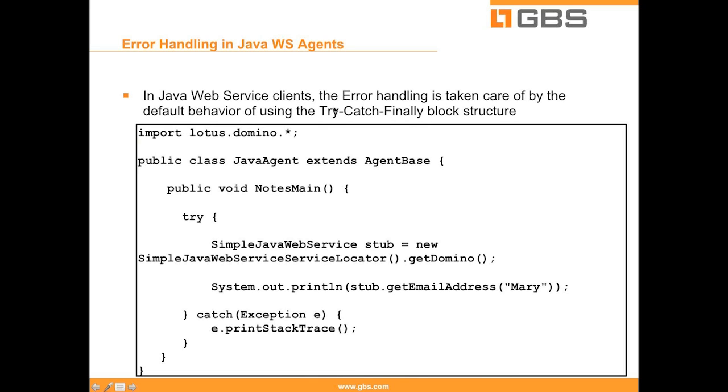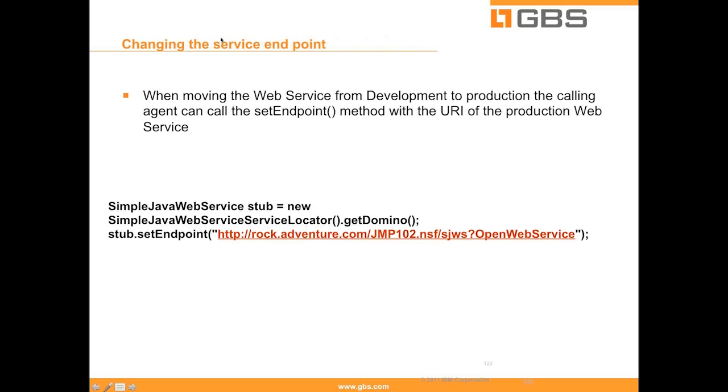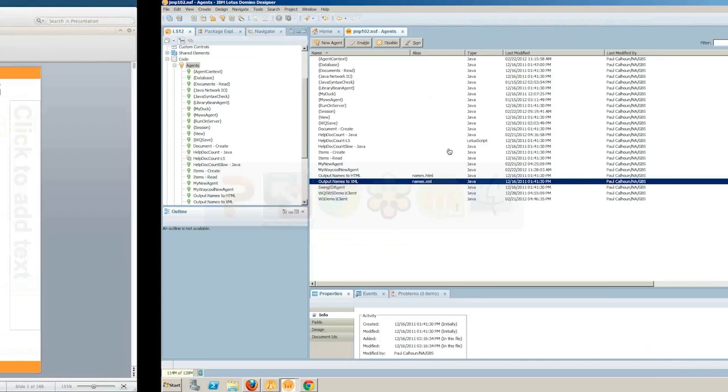So you can do error handling in the Java web service agents. Simple web service stub. Simply get Domino stub email address. Do your try-catch block. Try-catch finds with structures there. You can pass credentials in if you need to authenticate. Then you can simply go into the web service consumer and say, use the get credentials method of the instantiated class and also use the set credentials. You can change the service endpoint if you're moving from test or QA UAT to production without rebuilding the web service at all.